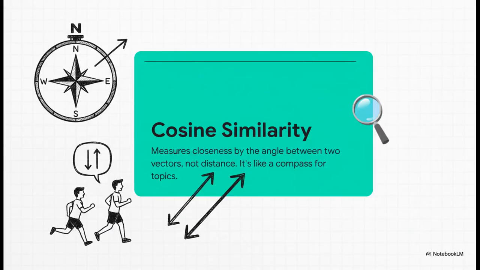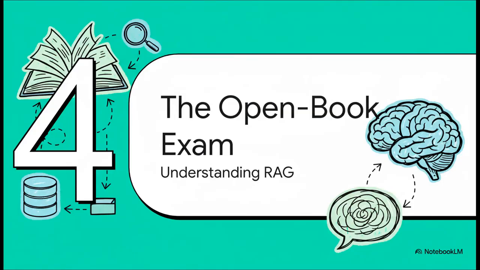So how does our smart librarian actually find that perfect book? It uses a really clever trick called cosine similarity. Now, instead of measuring how far apart two ideas are, it measures if they're pointing in the same direction. You can think of it like a compass for ideas. Concepts like running and jogging are pointing in almost the exact same direction on the meaning map, so the system knows they're super similar.